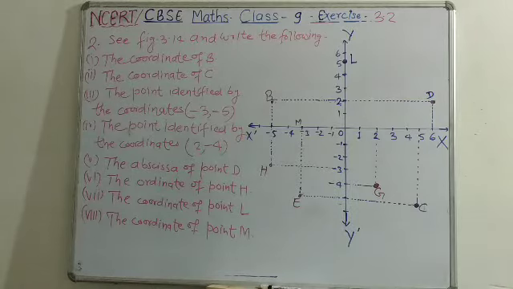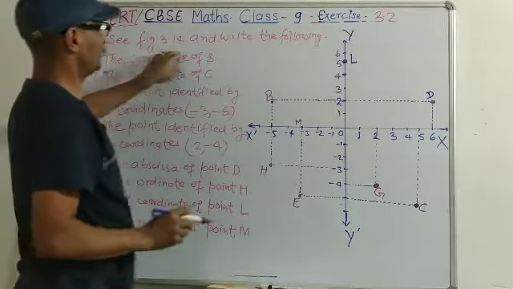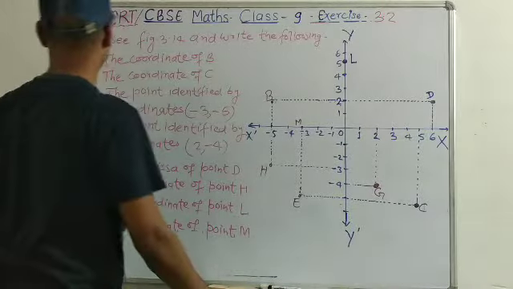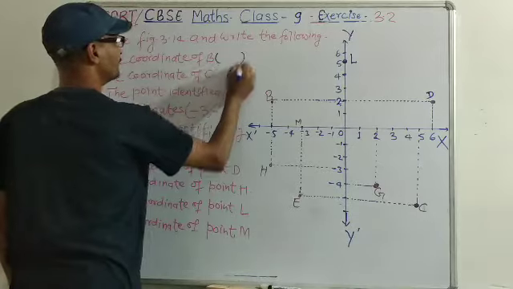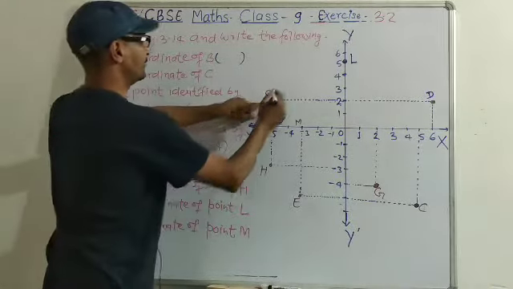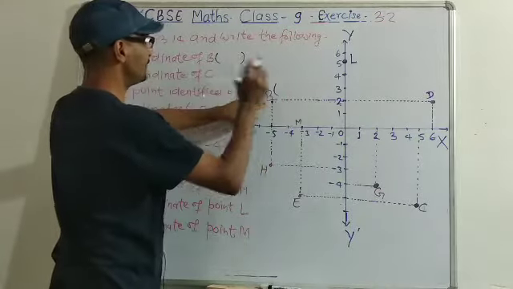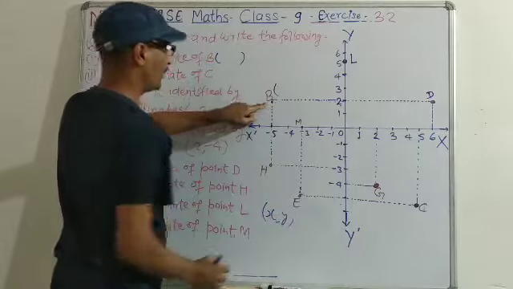So now students, see here question number 2 is, see the figure 3.14 and write the following. Number 1 is coordinate of B. What is the answer of B? Coordinate of B. So now see here, it is the B. What is the coordinate of B? Always we write x then y.